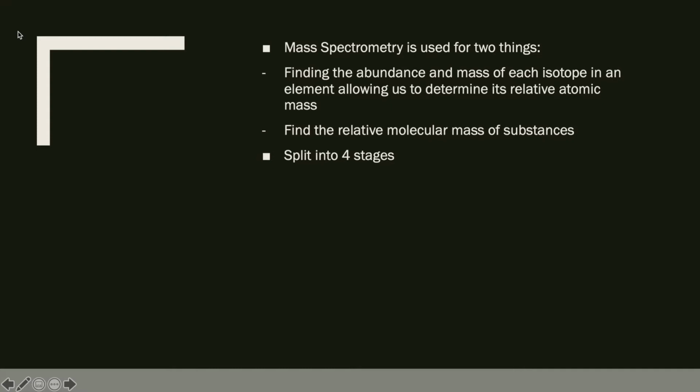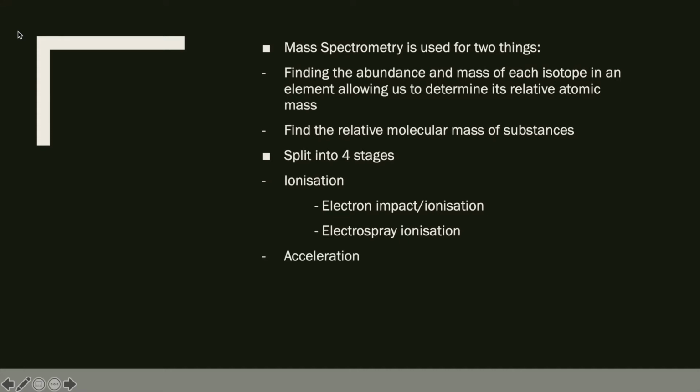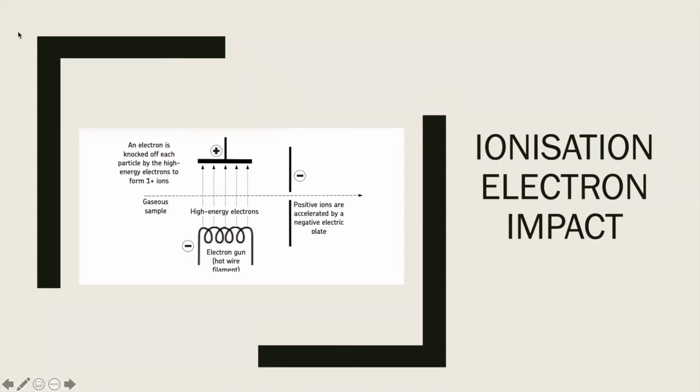The overall process is split into 4 stages. The 4 stages are ionization, which is done in 2 ways: electron impact or electrospray ionization, and then acceleration, flight tube, and detection. We'll start with ionization, specifically electron impact. Electron impact is used for elements and substances with a low formula mass.